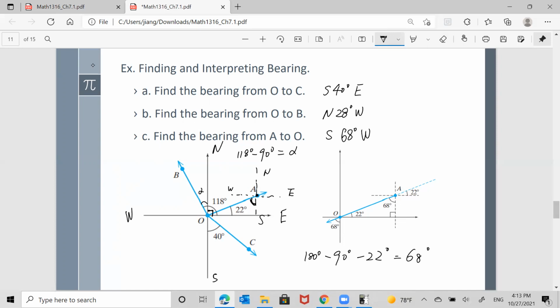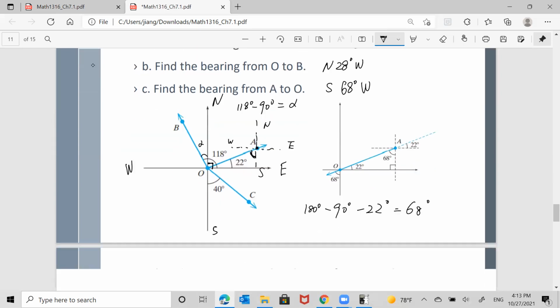In this image, they just pull out the OA to here and then show you how to find the 68. They have the same meaning. So this is a way how we find the bearing.